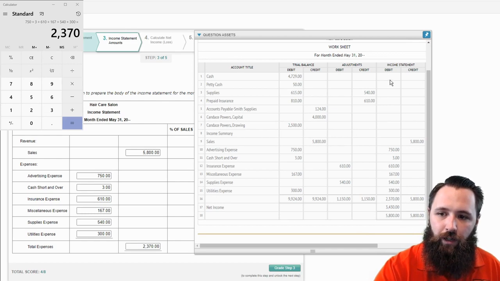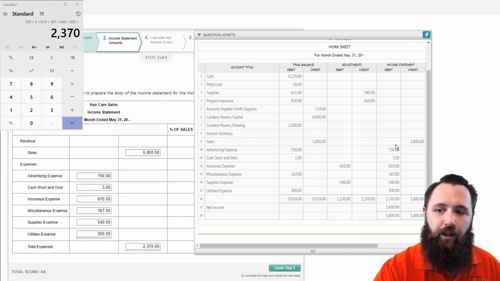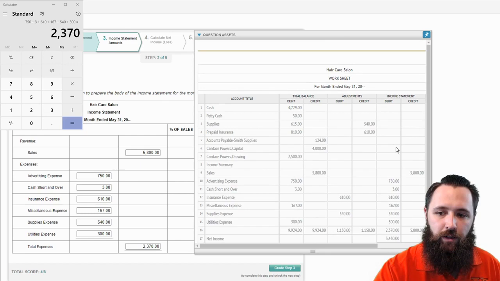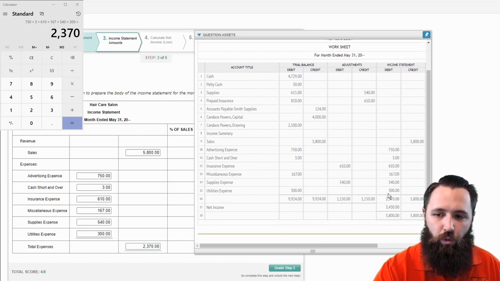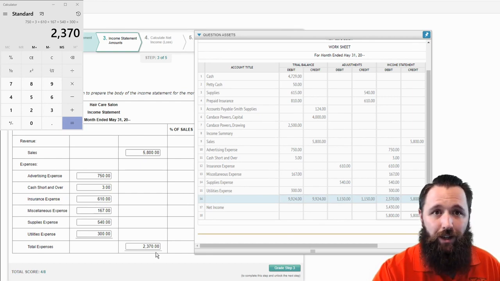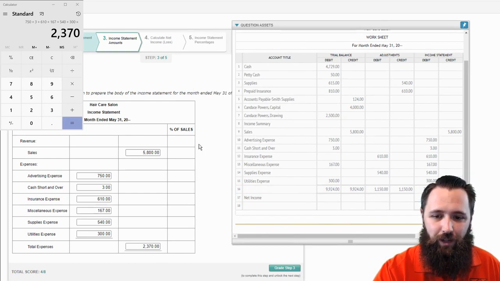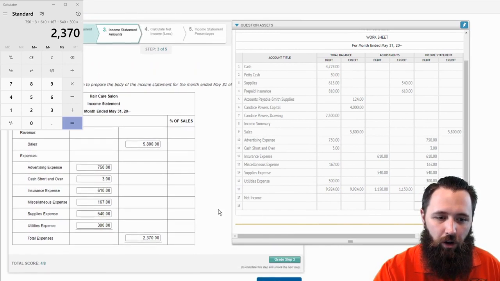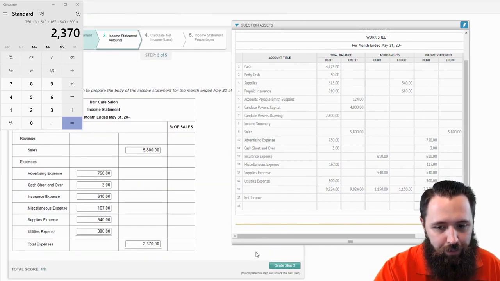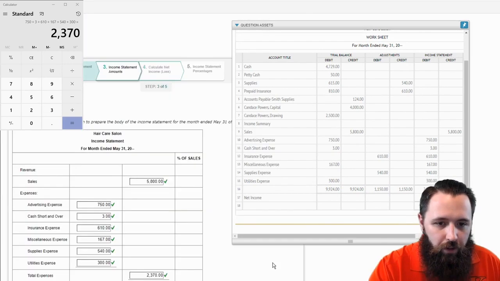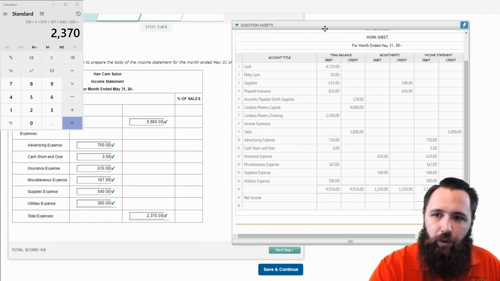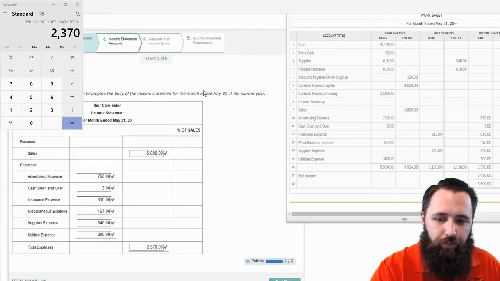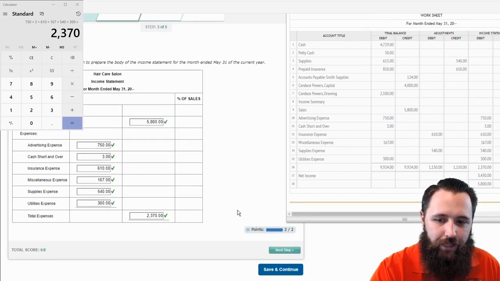So if we look here, you can see in the debit column of our income statement, we're only listing all the expenses. So we've totaled this up already, and you can see here it's 2370. Does my 2370 match the 2370 there? Yes, it does. Okay, so we should be good to go, as long as I didn't type something in wrong again. And we are okay. So let's move on to the next step.